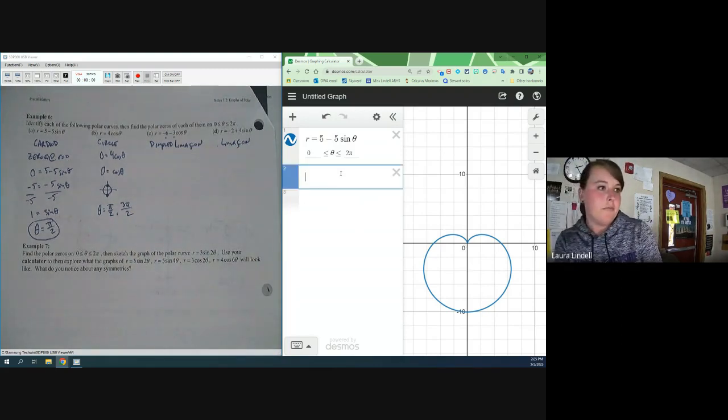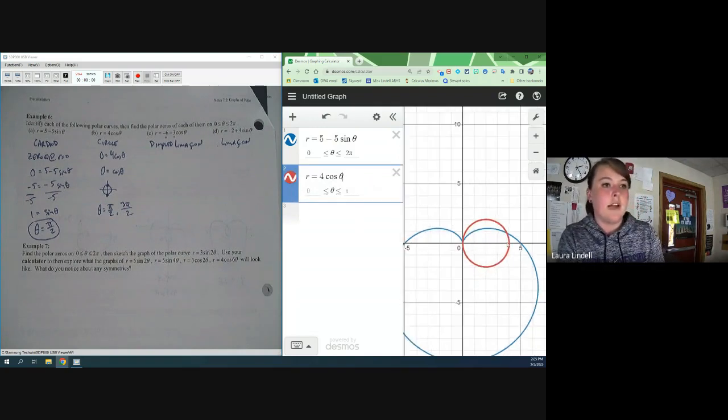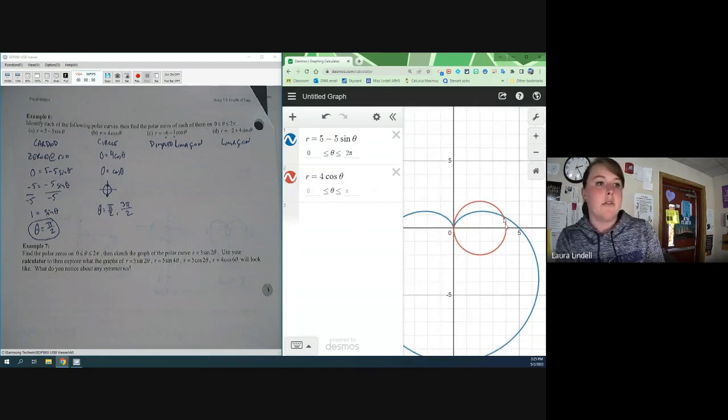Let's check it out. r equals 4 cosine theta. That is a circle, and the circle starts graphing out here at 0. It goes around, and it hits the pole. Sorry, we get a zero right here, and then we end up back here at pi, because circles trace out only in 0 to pi.